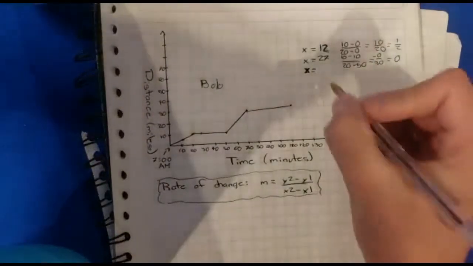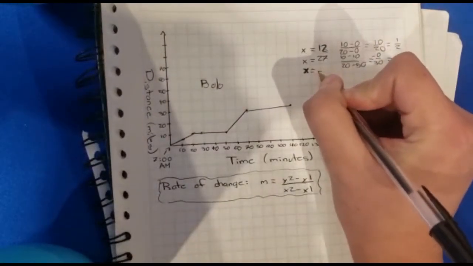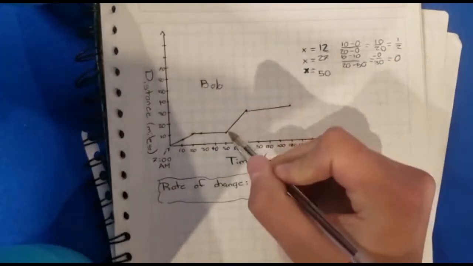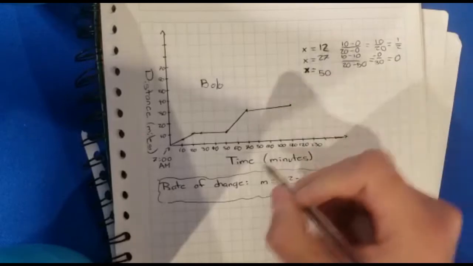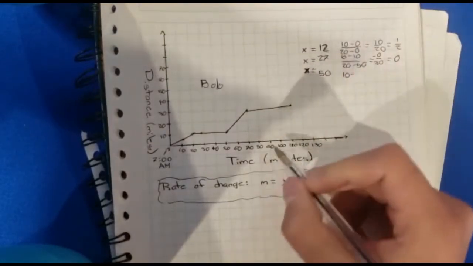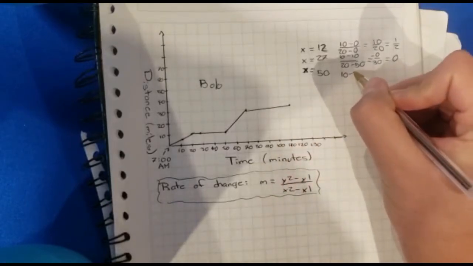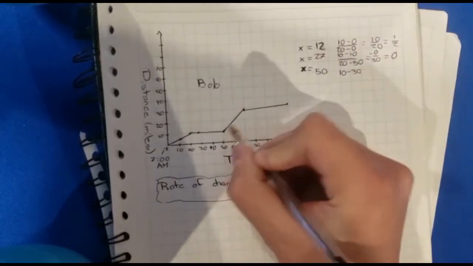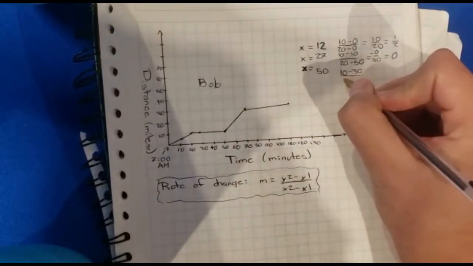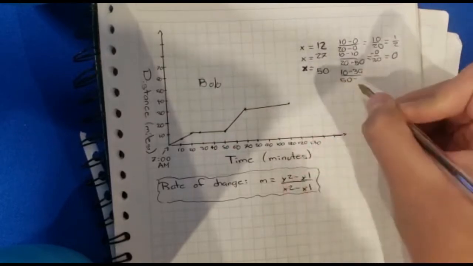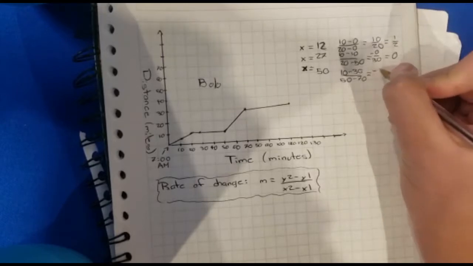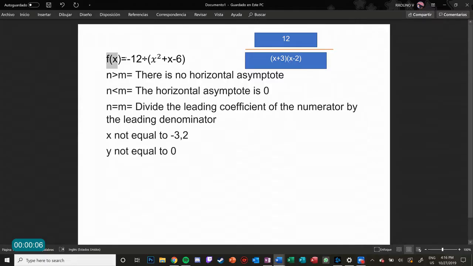Then finally, if we want to calculate the value for 50, we substitute, and 50 is this point. Now we have 10 minus 30, this would be minus 20, over 50 minus 70, giving us minus 20 over minus 20.